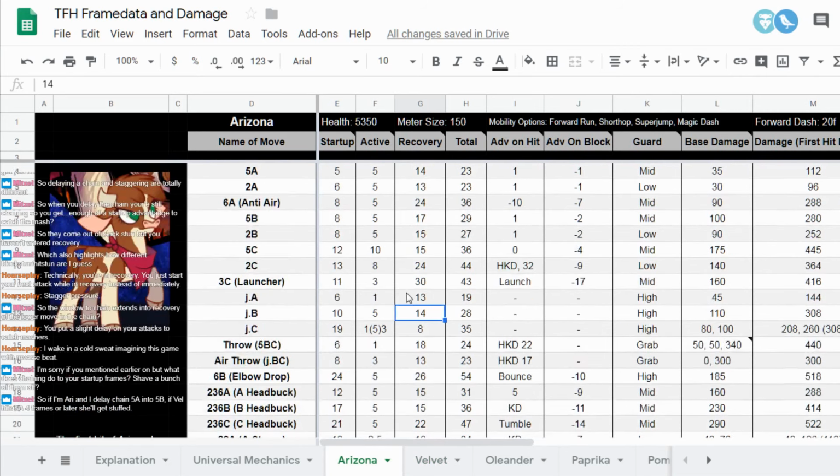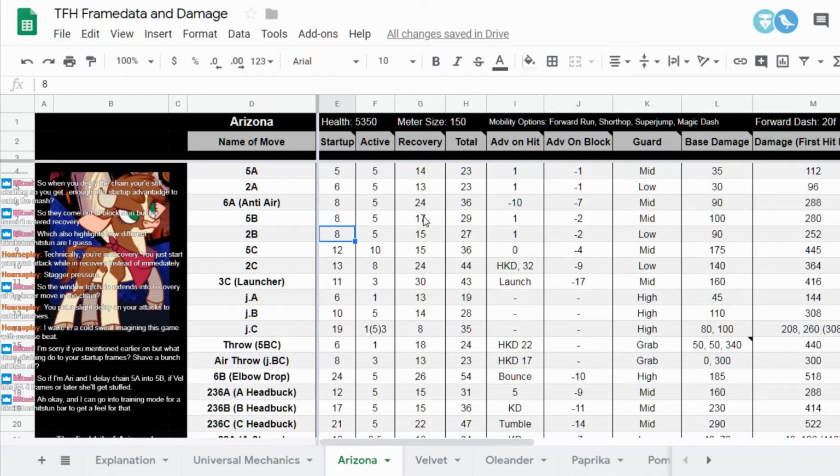It's just you have to time it. You have all of your recovery frames to time it. If you time it too early, there'll be no gap at all, and you'll just have a true block string. And there's no mix-up with that at all, unless you're doing a low or an overhead. But there's no mashing mix-up, and getting counter hits is important in this game because of the way that it resets juggle decay.